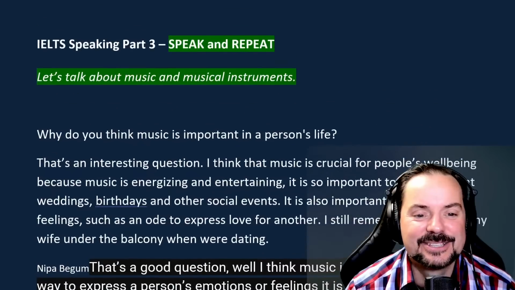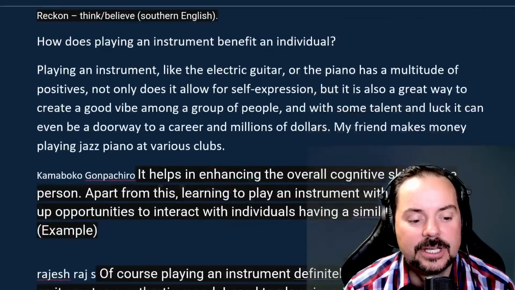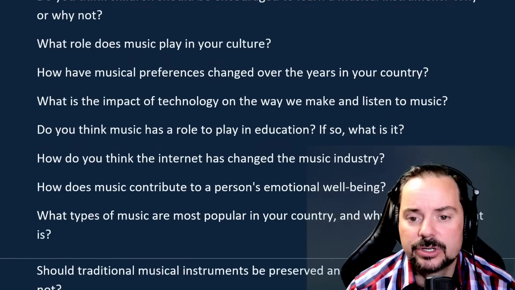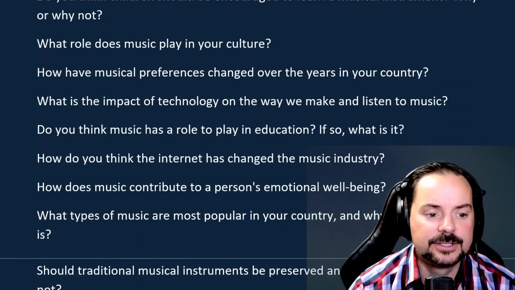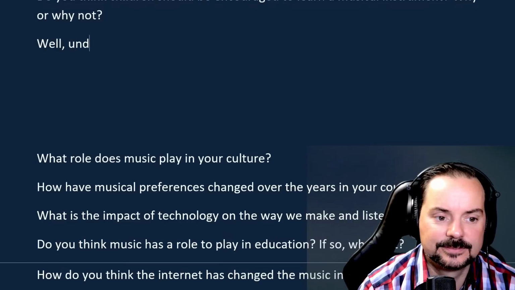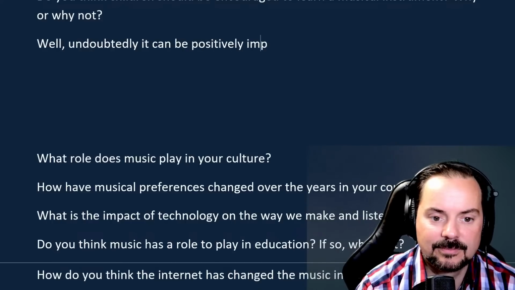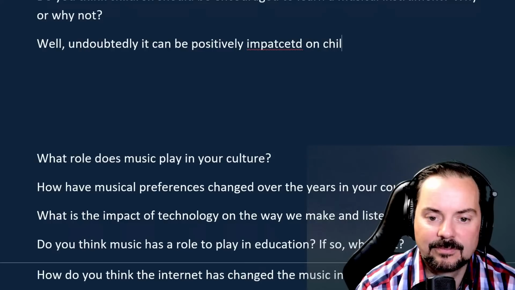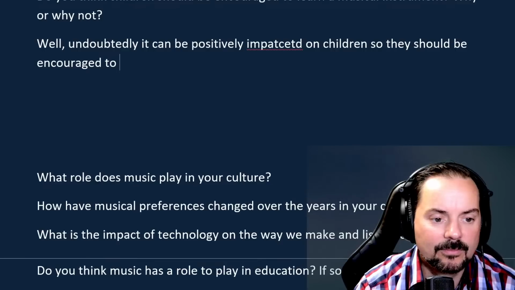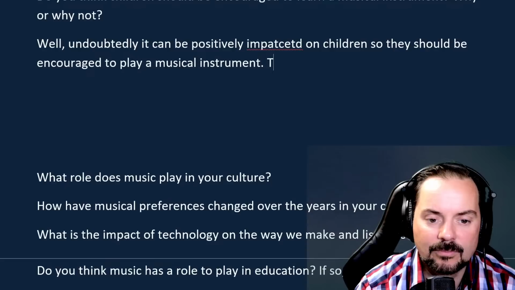All right. Let me ask you a few questions for part 3. Are you ready? Yes, sir. All right. Let's talk about music and musical instruments. Do you think children should be encouraged to learn a musical instrument? Why or why not? Well, undoubtedly, it can have a positive impact on children. They should be encouraged to learn a musical instrument. On the whole, it helps them to manage their stress and experience a sense of calmness and mental well-being. Moreover, playing a musical instrument will open up career opportunities for them in the future.